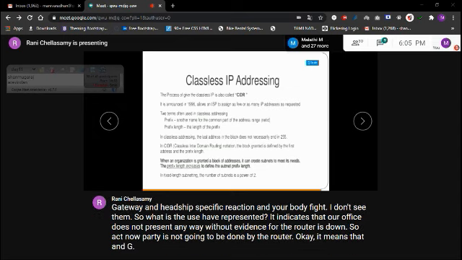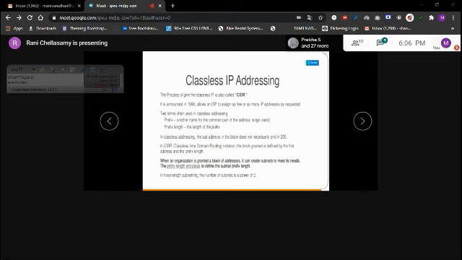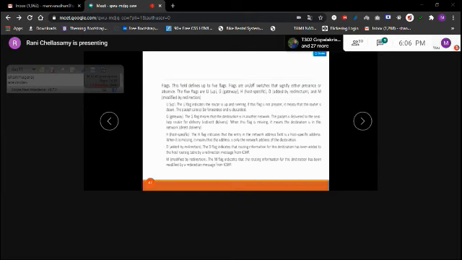Then G, representing gateway. The G flag means that the destination is in another network. The packet is delivered to the next hop router for delivery. That is indirect delivery. When this flag is missing, it means that the destination is within the particular network directly. So if G is on, it represents indirect delivery, that is, the router has to forward the packet to another network outside the network. If this flag is missing, then it is going to be a direct delivery.